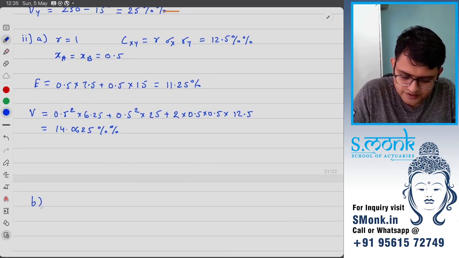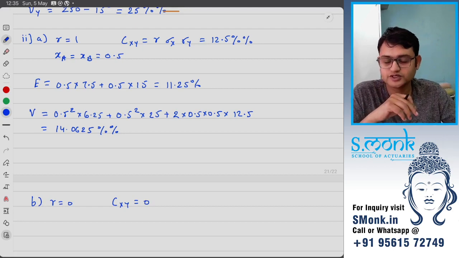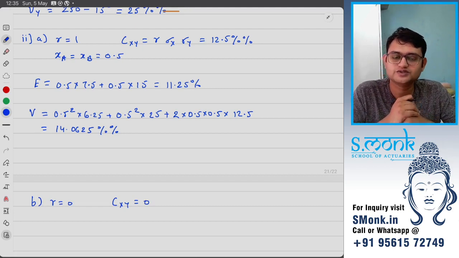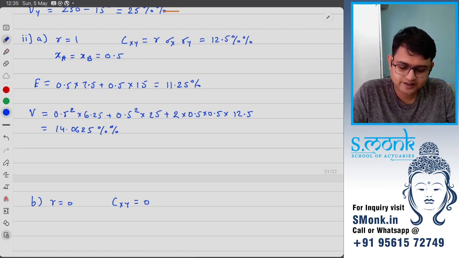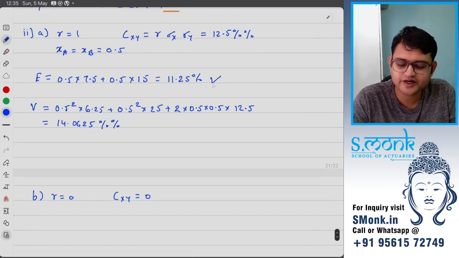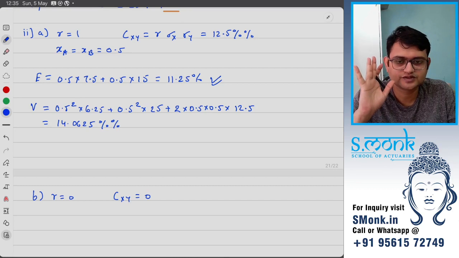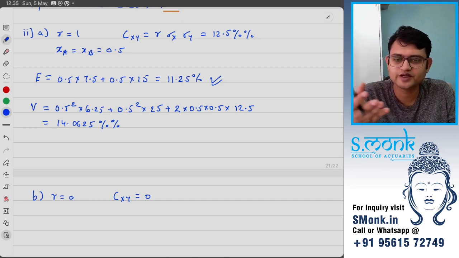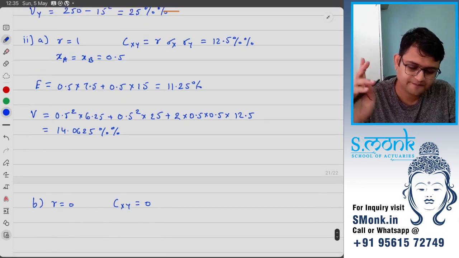In the second case, B, when R is 0, Cxy will also be 0. So clearly, first of all, expected returns is not at all changed by the covariance. Clearly there is no covariance, there is no R.